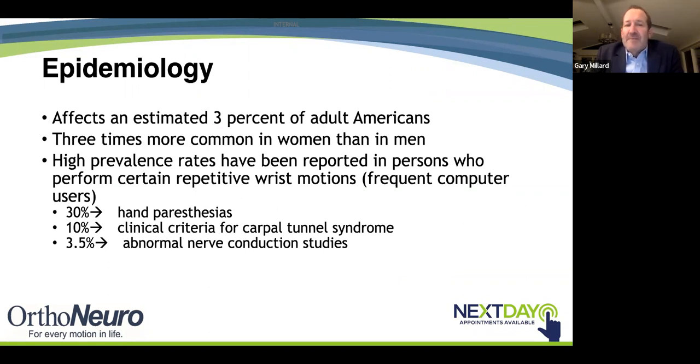Of those people that present complaining of carpal tunnel type symptoms, which we'll go over again in a minute, 30% complain of hand numbness and tingling. 10% of people actually fit the clinical criteria for carpal tunnel. And of those, 3.5% actually have abnormal nerve conduction studies. So basically, only a small fraction of the people that complain of numbness in the hand actually have nerve studies that confirm carpal tunnel.